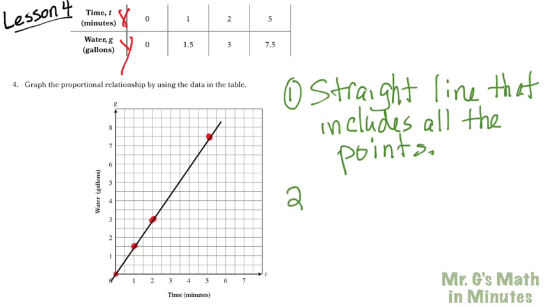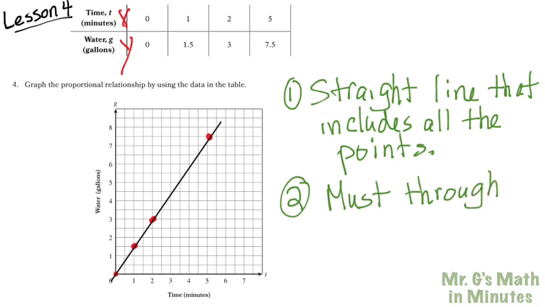The second thing that has to happen for it to be proportional is that it must pass through the origin. It doesn't have to have a point at the origin; the line just has to pass through the origin. When we drew that line, you can see that it goes straight through the origin down here. So it meets those 2 requirements, so this is a proportional graph.